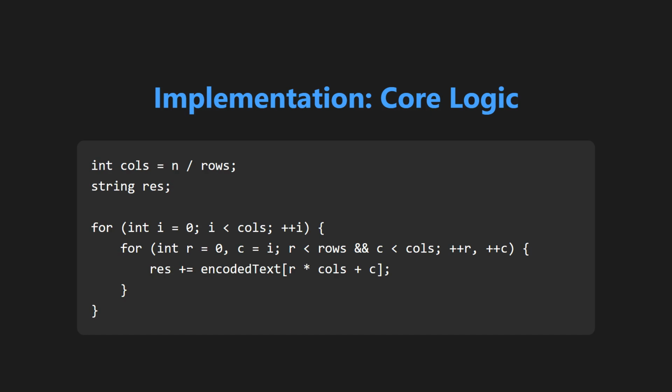Let's look at the implementation. We find the length of the encoded text and compute the columns. We use a nested loop where the outer loop iterates over the starting columns, and the inner loop traverses the diagonal. We append each character to our result string.